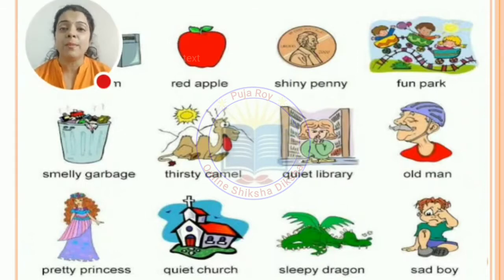If you want to know more about nouns, what is a noun, how many kinds of nouns are there, you're requested to go to my previous video, which is all about nouns. So here we find it's an apple. If I want to know something more about an apple, what will it be? Red apple, tasty apple, ribbon apple. If you go for a library, quiet library, busy library, garbage, smelly garbage, princess, pretty princess, church, quiet church, man, old man. What do we find here?